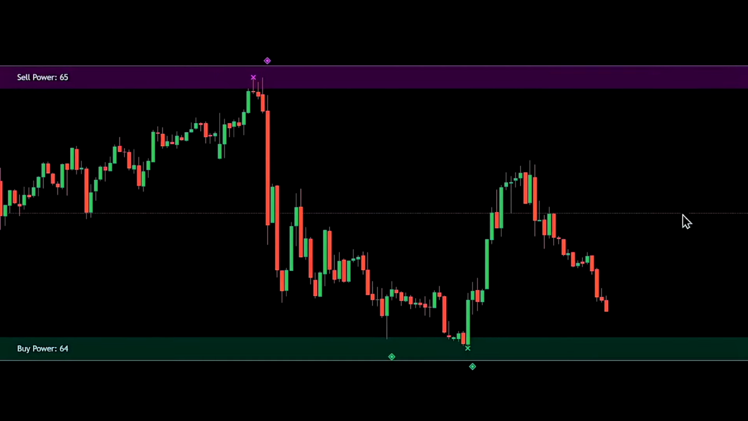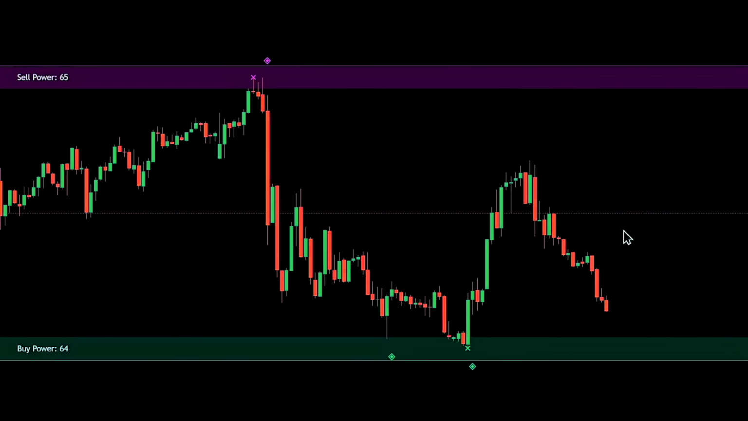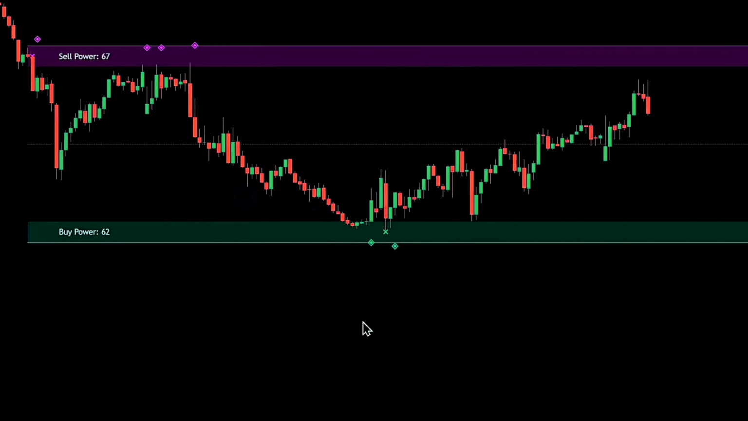On top of that, there's a midline, usually a dotted gray line, running through the middle of the channel. That line represents the average of the high and low. It's sort of like a fair value line. Price often comes back to retest it, making it a useful reference point. For reversal signals, you'll see diamond markers pop on the chart. These aren't random. There's actually a built-in delay to help filter out false breakouts. When a diamond prints, it's meant to be a more reliable confirmation.